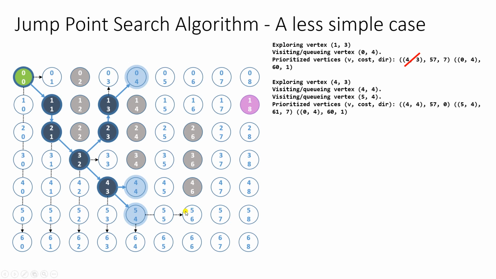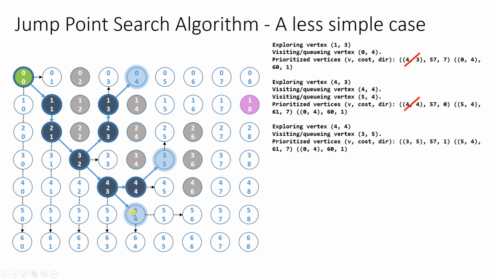So because 5, 6 will become a jump point, its predecessor, vertex 5, 4, is also a jump point. So now currently we have vertices 4, 4, 5, 4 and 0, 4 in our priority queue. Let's check what's the next one to explore, and it's 4, 4. You can see it right here. Let's do that. And by exploring 4, 4, we are trying to preserve our direction of movement.